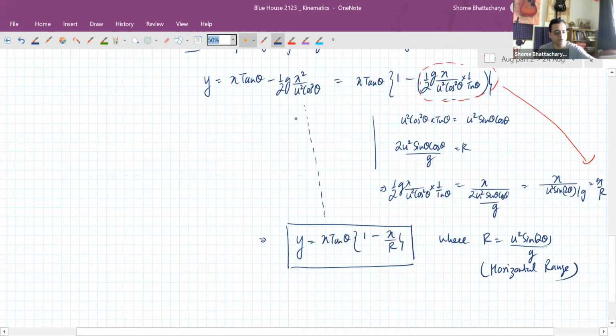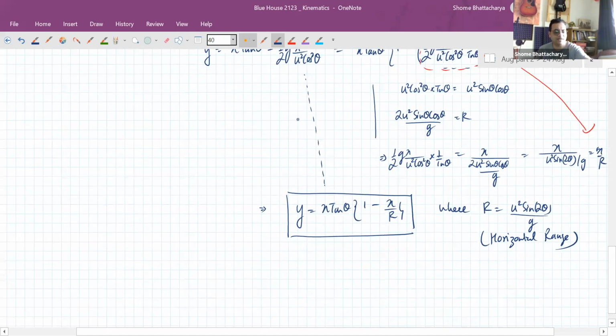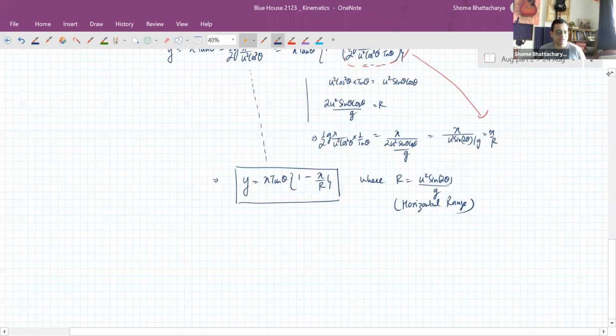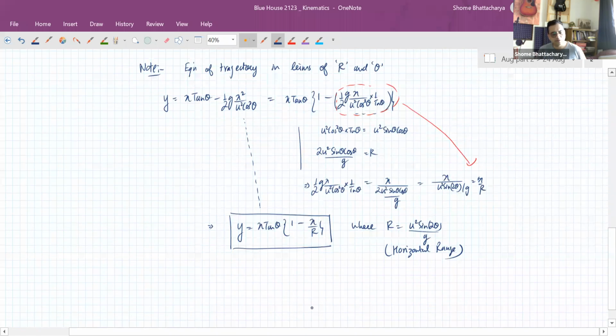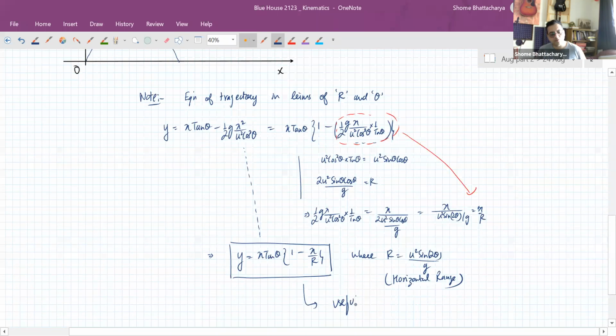Now this is also a very useful way of expressing it. When we are actually applying it in problems, we will see that this is a very useful form. So this is a very useful form of the equation of trajectory for applications in numerical problems.